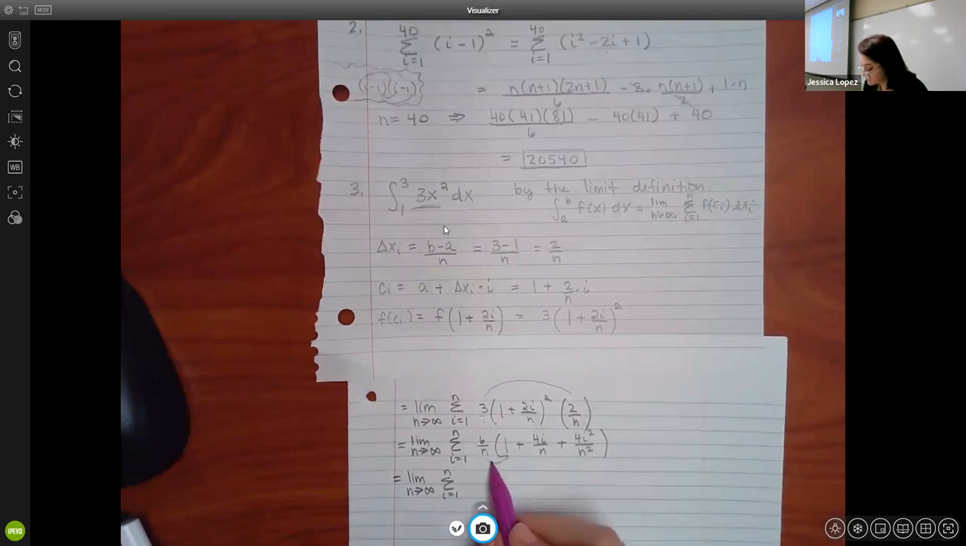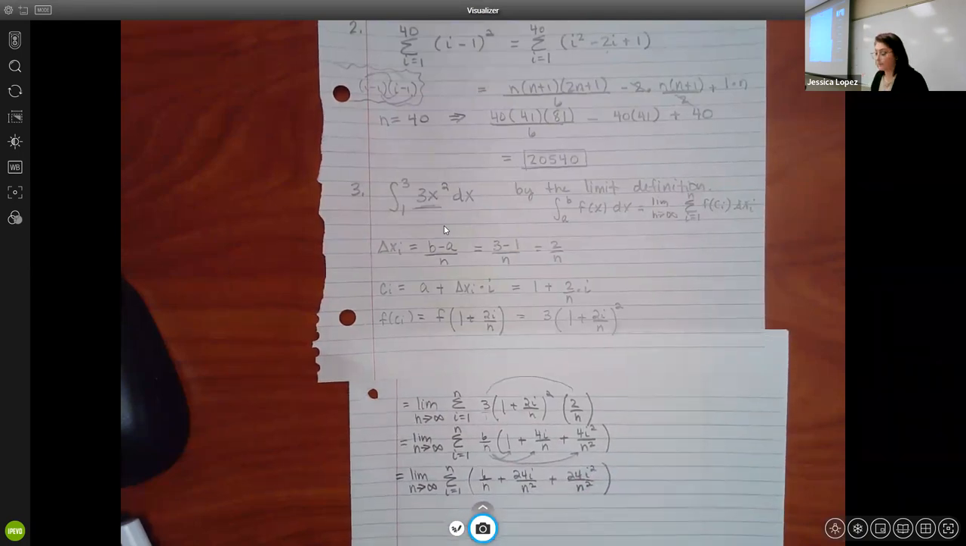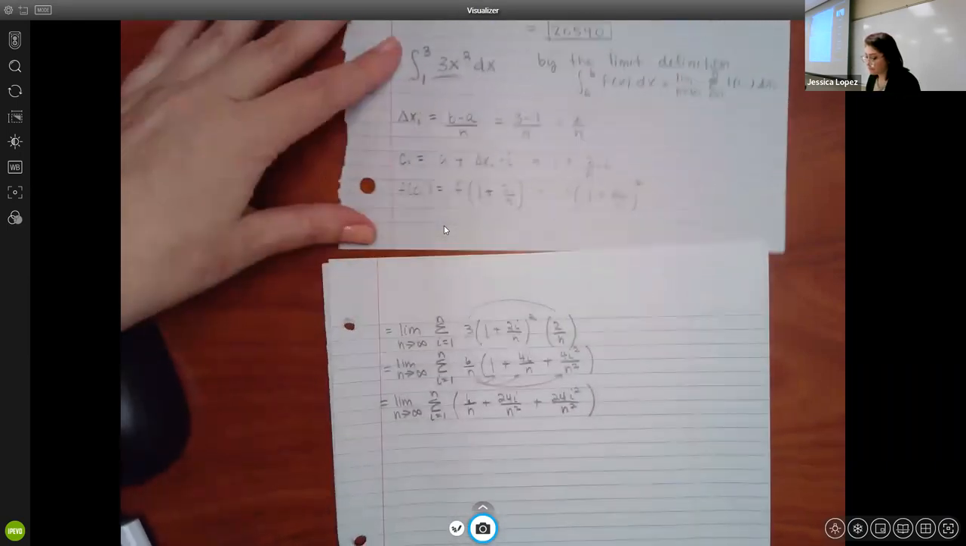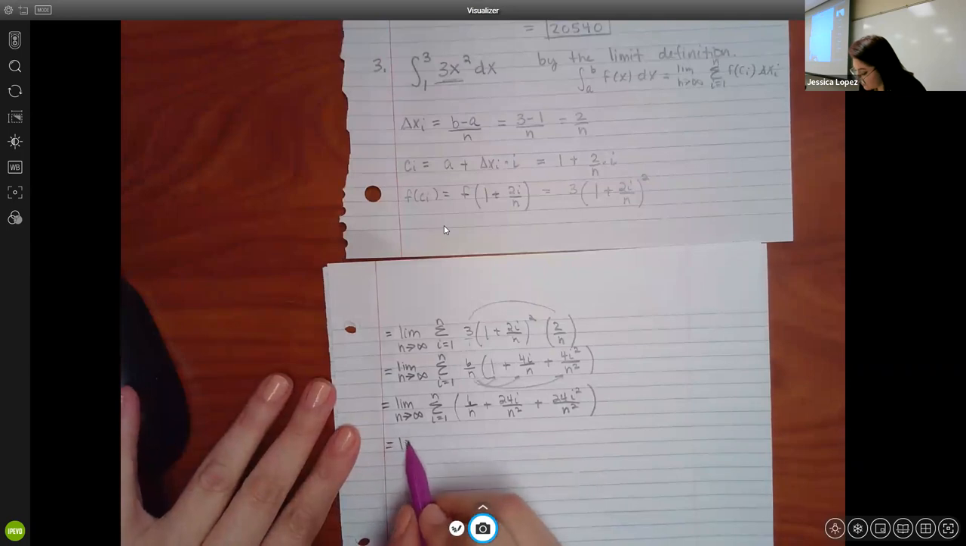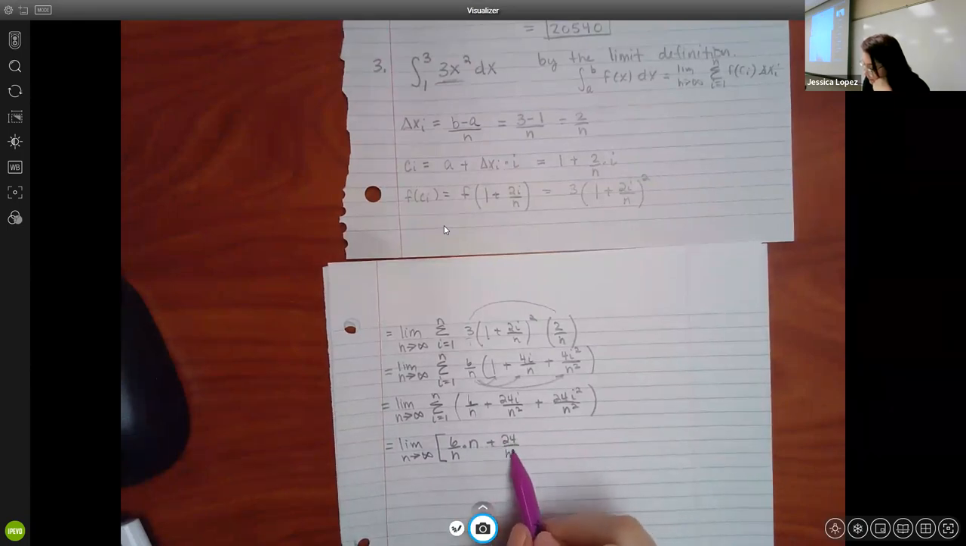Now I'm going to distribute this 6 over n in there. So I'm going to get 6 over n plus 24i over n squared plus 24i squared over n squared. And from here, I can apply my formulas. So this doesn't have any i's in it, so it's going to act like a constant. Okay, so you get 6 over n times n, because the constants just get multiplied by n. Here, you have 24 over n squared with an i.